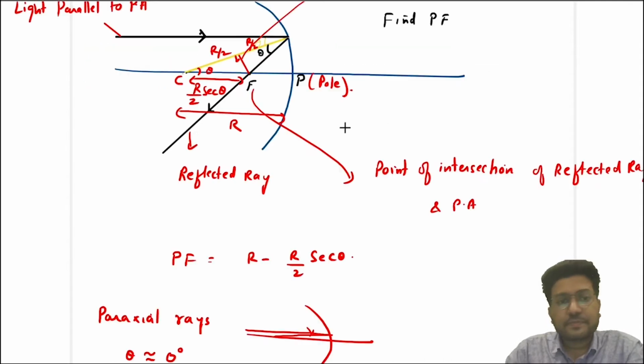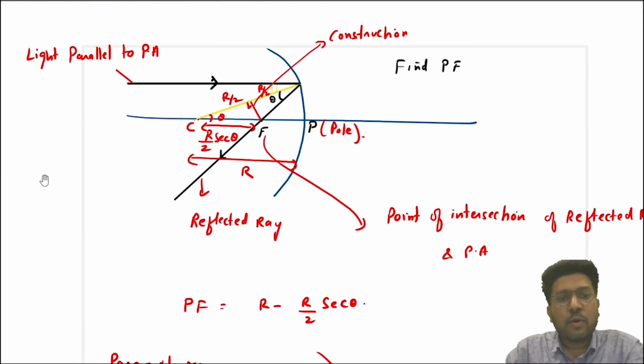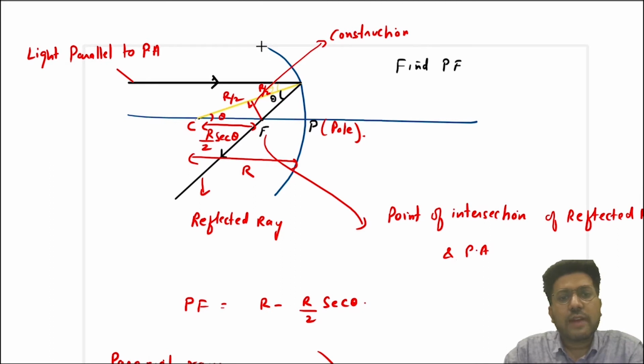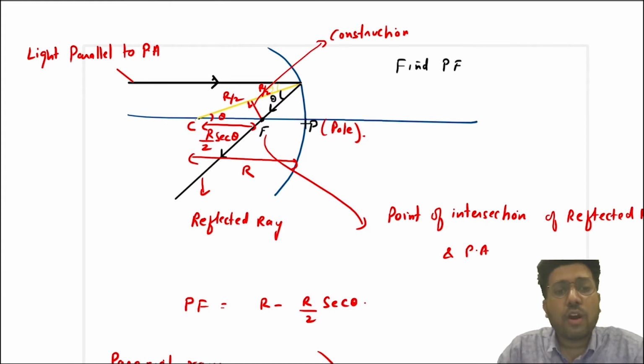Now, one more question. Suppose you have a concave mirror here and this is the principal axis. Again, the ray of light is parallel to the principal axis. So this ray of light here is parallel to the principal axis, and it is reflecting from this surface and striking the principal axis at point F, right? Then we need to find this distance PF, where P is the pole of the mirror.